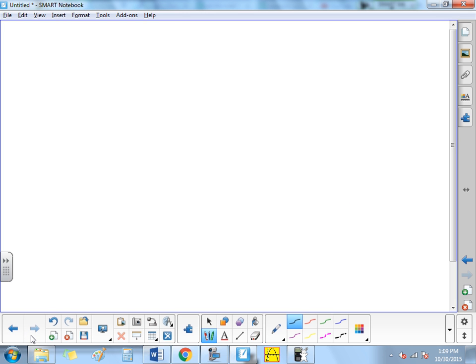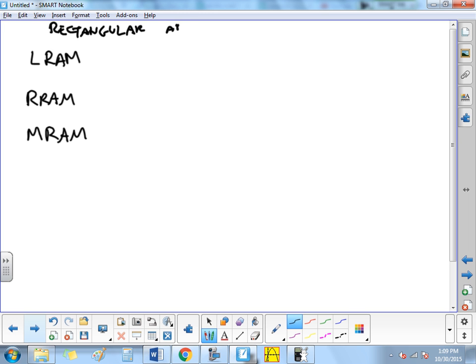So the first one we're going to do is called RRAM. Actually, we'll do LRAM first. Let's do LRAM first. So we'll do LRAM, then we'll do RRAM, and then we'll do MRAM. Let me explain what these are. These are rectangular approximation methods.